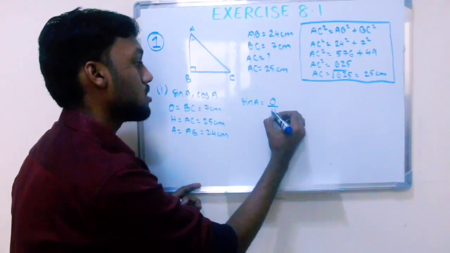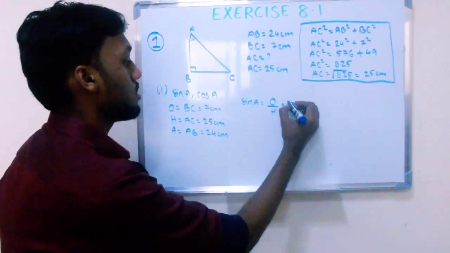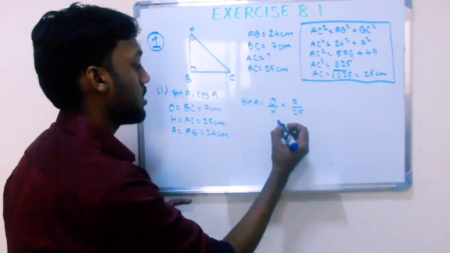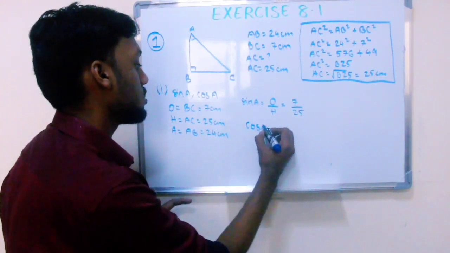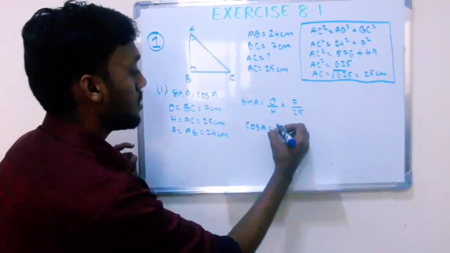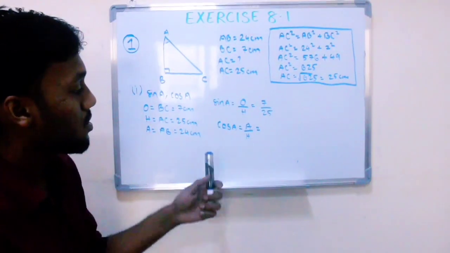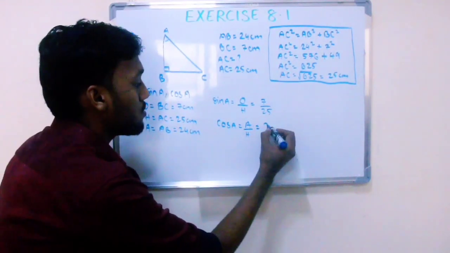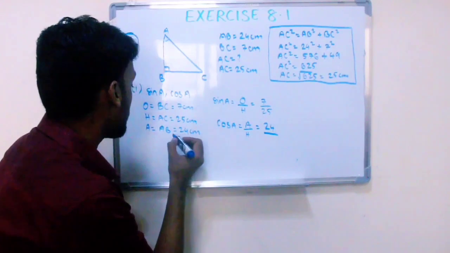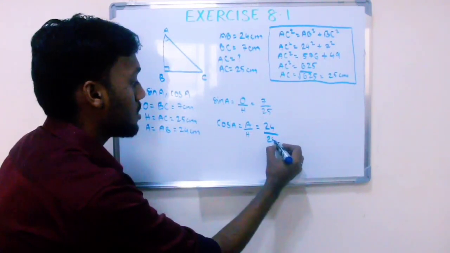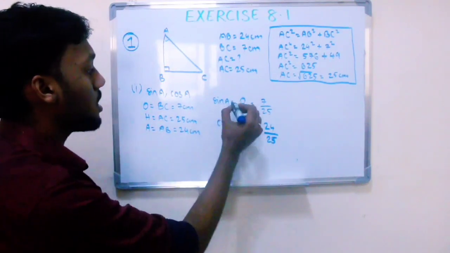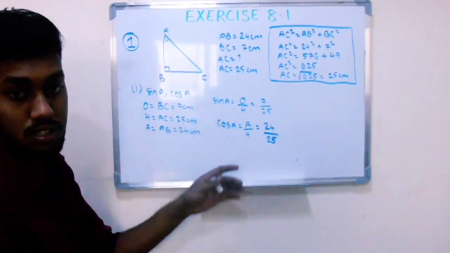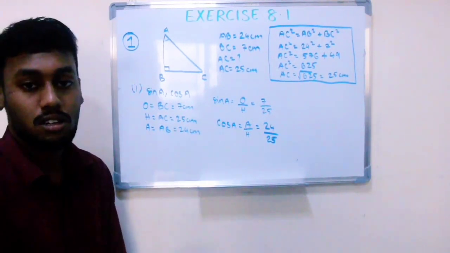What is sin A now? O by H. Now what is O? 7. And what is H? 25. So 7 by 25. That is sin A. And what is cos A? A by H, right? So cos A is equal to A by H, and A is AB, 24 centimeter, so we'll write here 24, and H is 25. Yes, so sin A is equal to 7 by 25 and cos A is equal to 24 by 25, which is the first subpart of the question, and it's done.